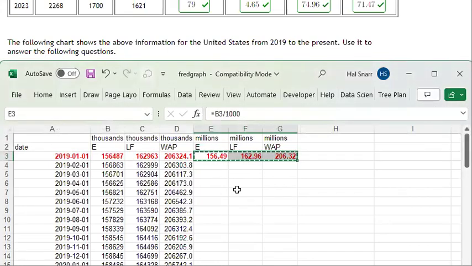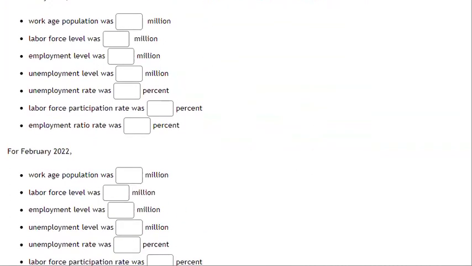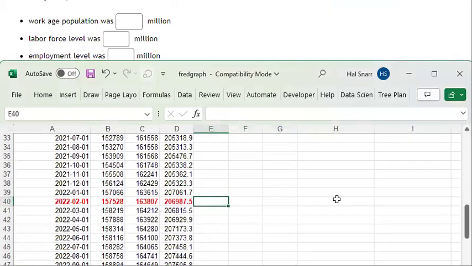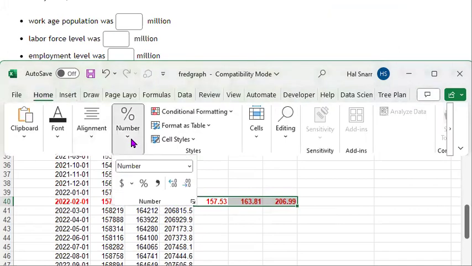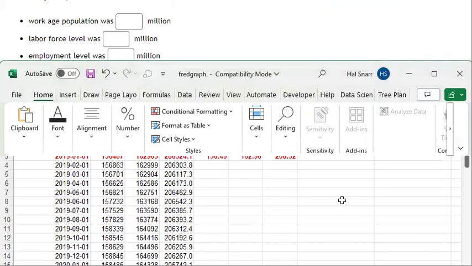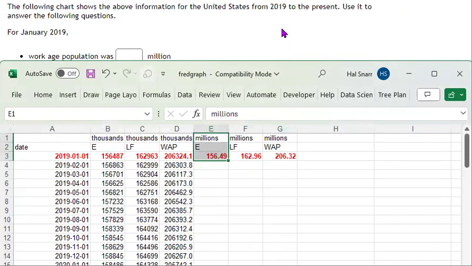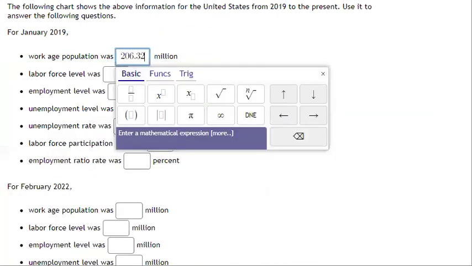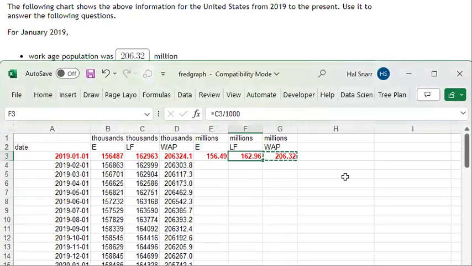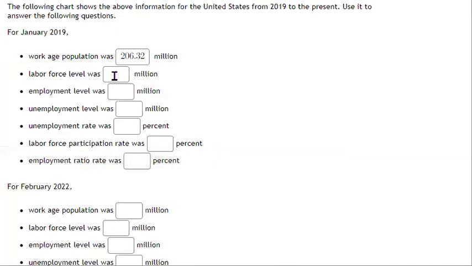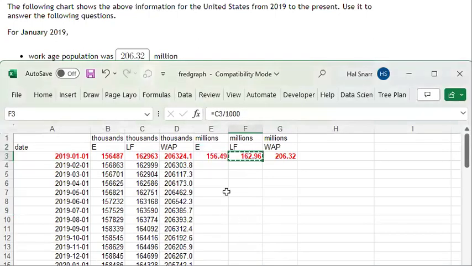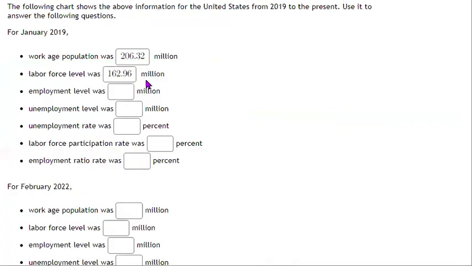And I want to do the same thing for the other year, February 2022. So I'm going to come down here and paste the formulas here, and just make sure that the decimal places are, in fact, 2 decimal places. Okay, so I have the working age population in millions, the labor force in millions, and the employment level in millions. So in January 2019, the working age population in the United States is 206.32 million people. The labor force size was 162.96 million. The employment level is 156.49 million.